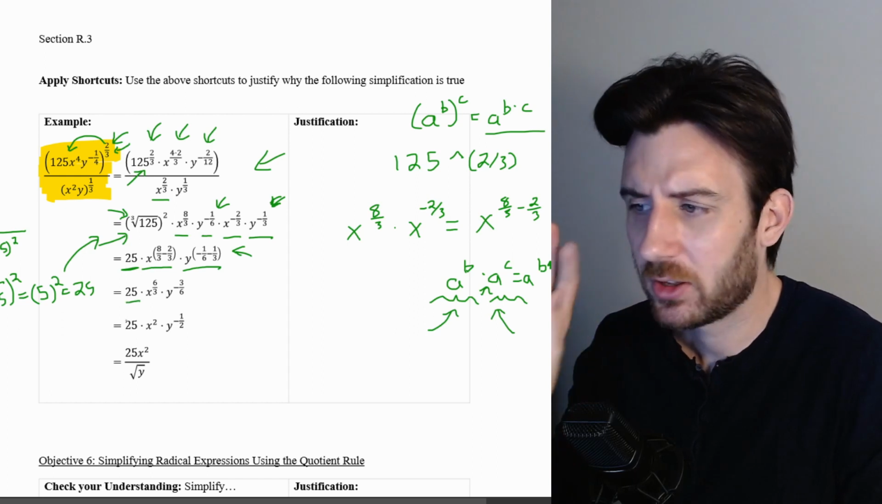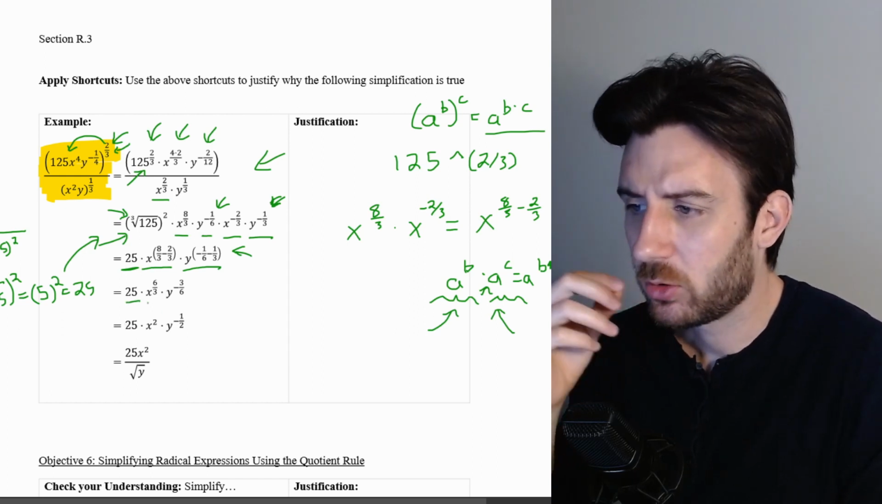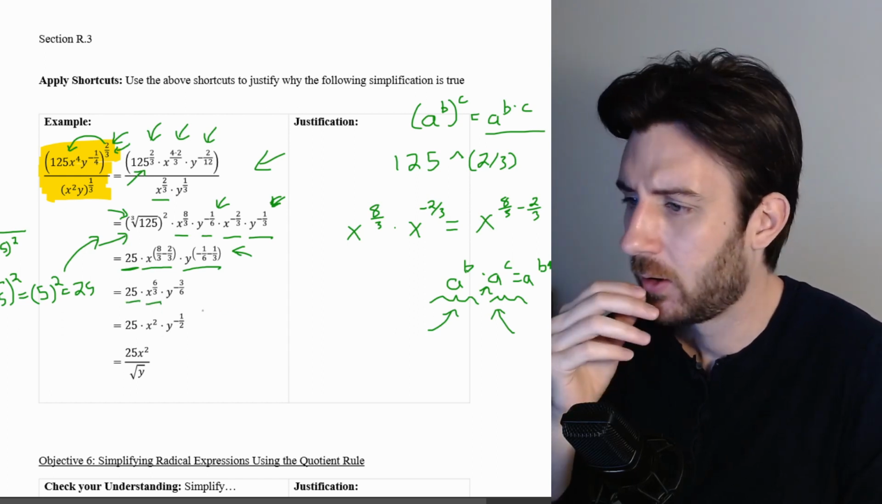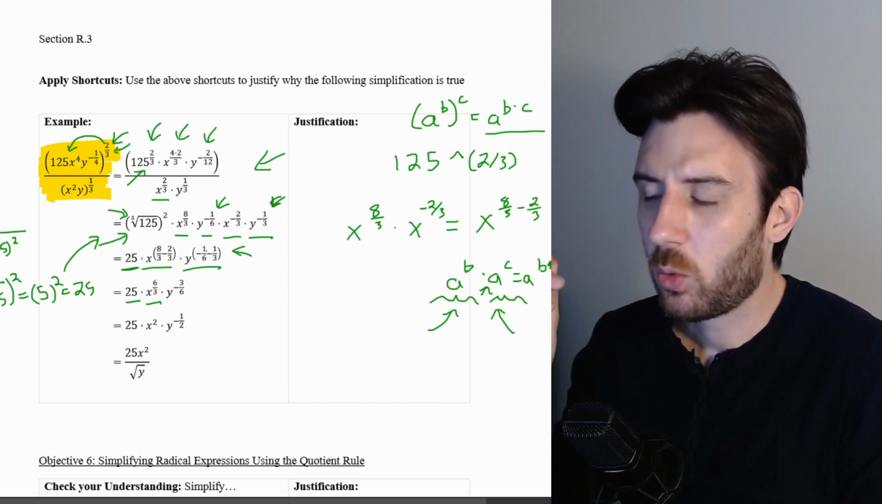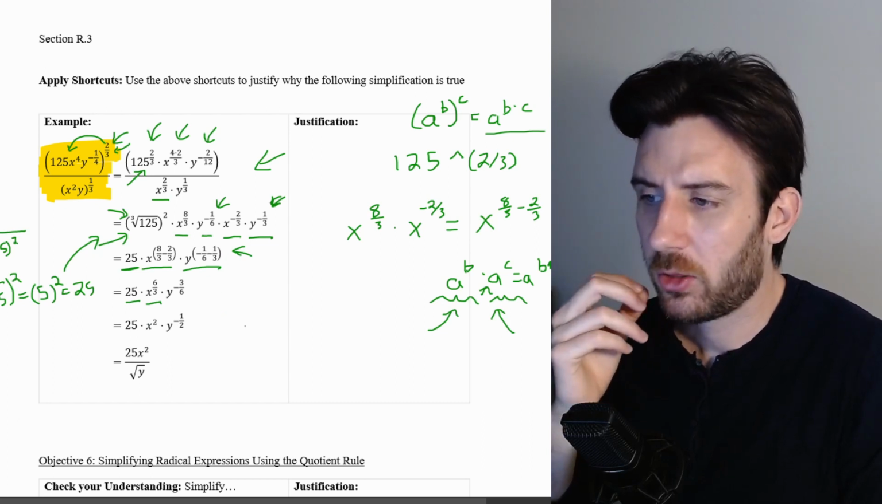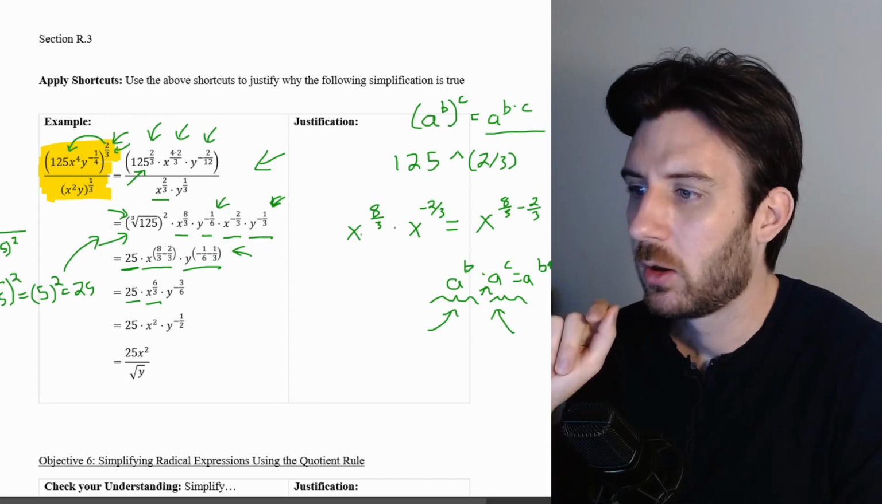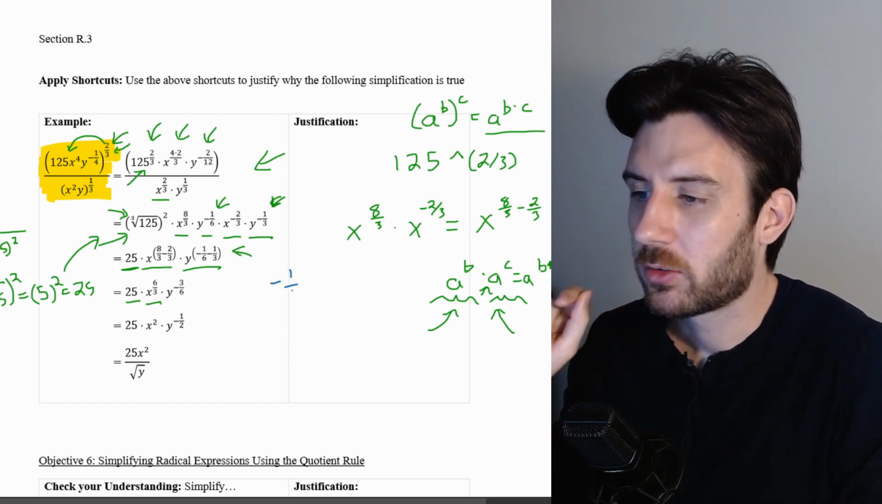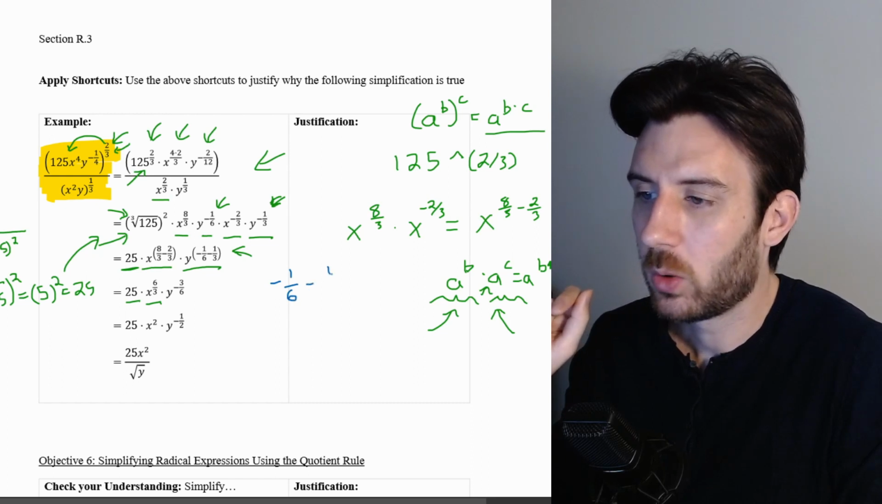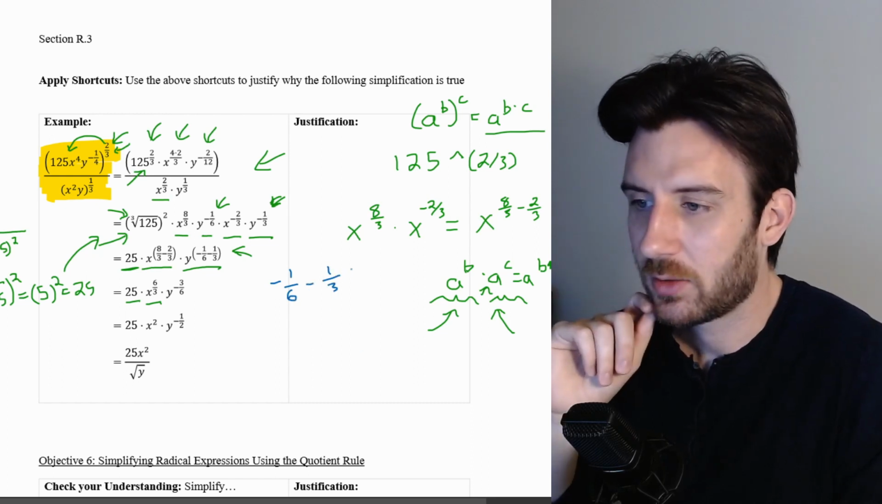Next problem, 25 stays the same. Love that. 8/3 minus 2/3 gets me 6/3. Love that. Negative 1/6 minus 1/3 gets me, that's a difficult one. Maybe we need to do some side work for that. Negative 1/6 minus 1/3. I can't combine those because I don't have a common denominator.